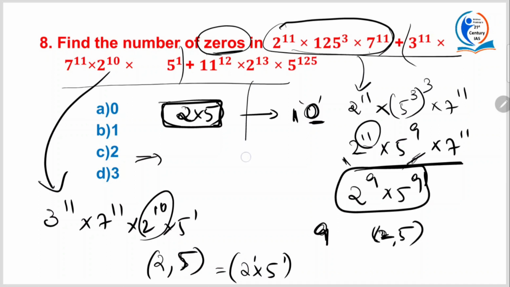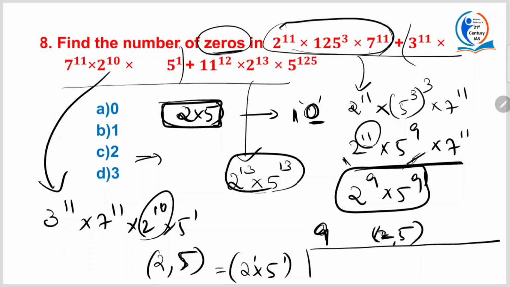Only 1 pair. And here you have 2 power 13 and 5 power 125. But we don't have 125 twos. So, how many pairs will they form here? They will form 2 power 13 into 5 power 13. Only these many zeros will be present. Alright. Now, there is addition in between these numbers, right? So, 2 into 5 power 9, this one, plus 2 into 5 power 1, this one, plus 2 into 5 power 30. Okay.